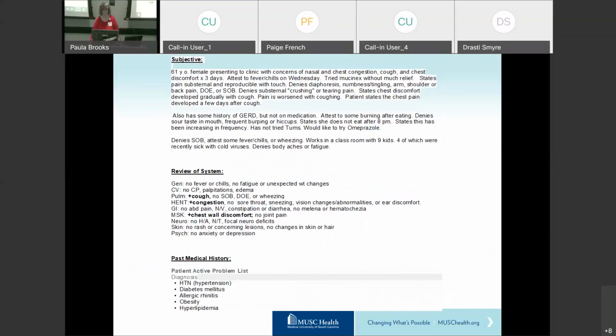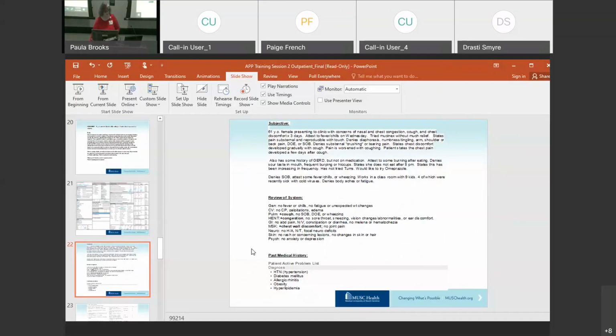Okay. So this is our next example. And in this one, we have an established patient who comes in for nasal and chest congestion, cough, and chest discomfort for 3 days. There's my note.